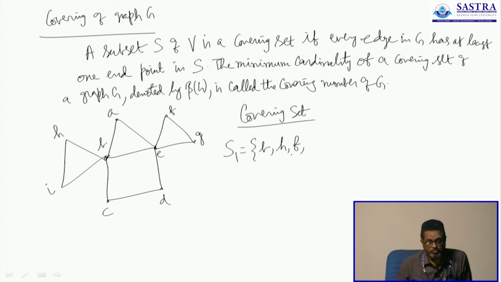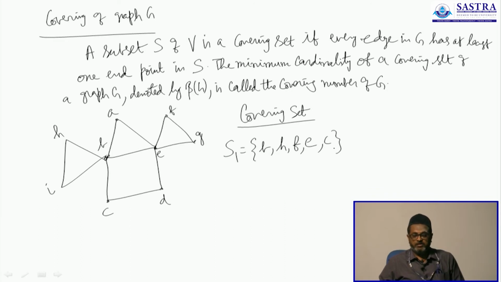So to cover the edge EG, I have to take either E or G. Suppose I take G. If I take E, automatically that would cover EA, EB, ED. So now I have to cover only the edge CD. I have to take any one, so I will have C. So in this case, I have B, H, F, G, E and C as one covering set.